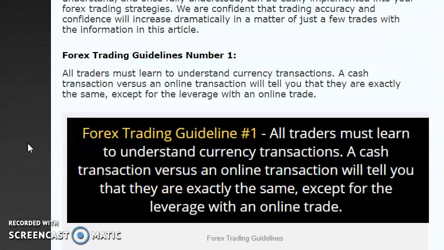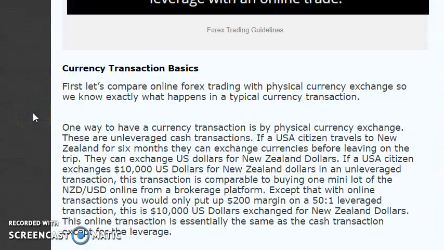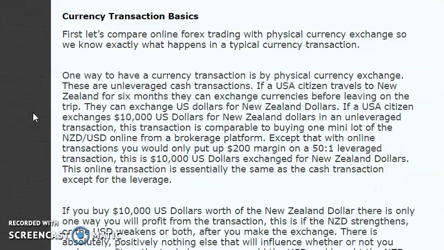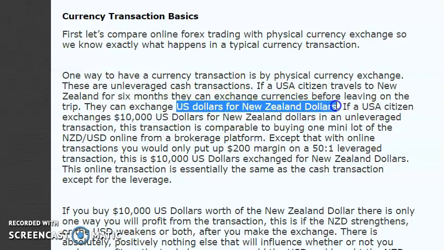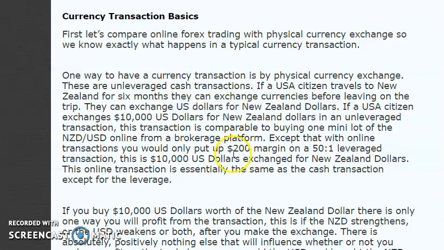Okay, the first guideline, and there's 3 of them altogether, is that all traders must learn to understand currency transactions, and they must understand that a cash transaction is the same as an online transaction, except for the leverage. So you can use any 2 currencies you want in this example, but if a USA citizen travels to New Zealand, they need to exchange US dollars for New Zealand dollars. They'll have money to spend when they get to New Zealand.